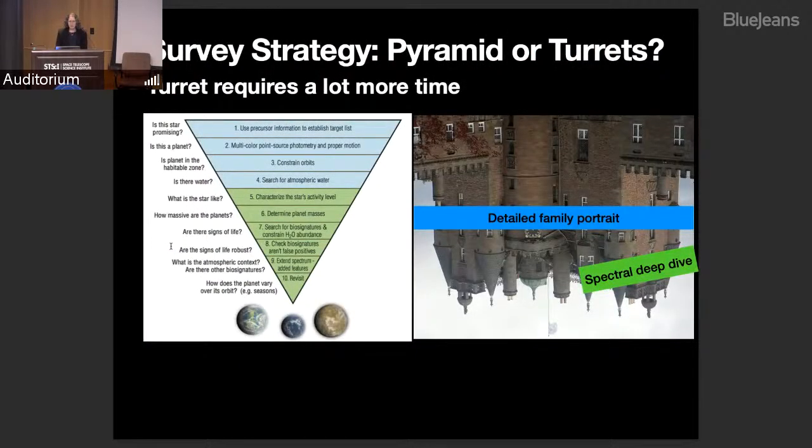So what kind of survey strategy helps with this? There's this really great pyramid prioritization scheme. I think I took this from the LUVOIR report. I think there's a similar one in the HabEx report in terms of how we prioritize planets to look for life. But I think for these detailed family portraits, we want more of an upside-down pyramid style, where we do a detailed family portrait for many systems and then for a few we do more of these spectral deep dives. Of course, that's going to require a lot more survey time.